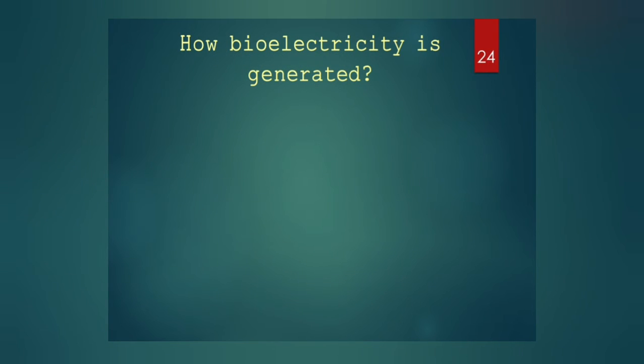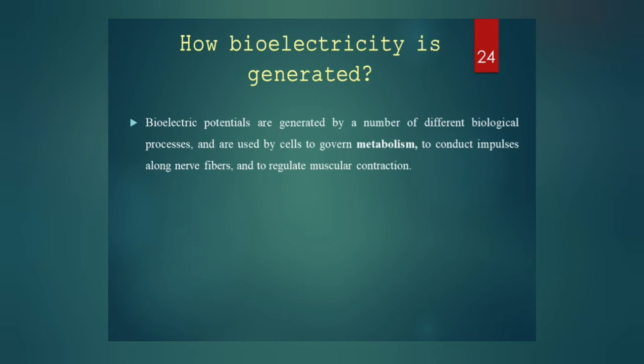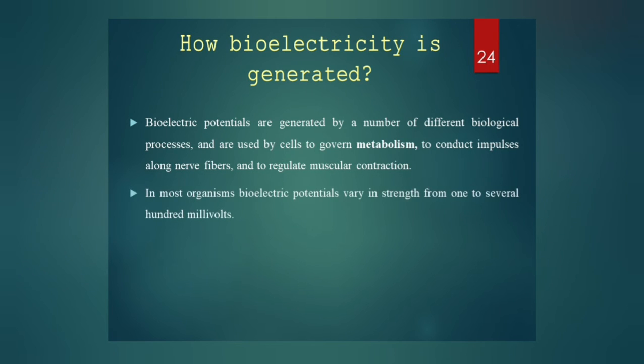How bioelectricity is generated. Bioelectric potentials are generated by a number of different biological processes and are used by cells to govern metabolism, to conduct impulses along nerve fibers, and to regulate muscular contraction. In most organisms, bioelectric potentials vary in strength from 1 to several hundred millivolts.